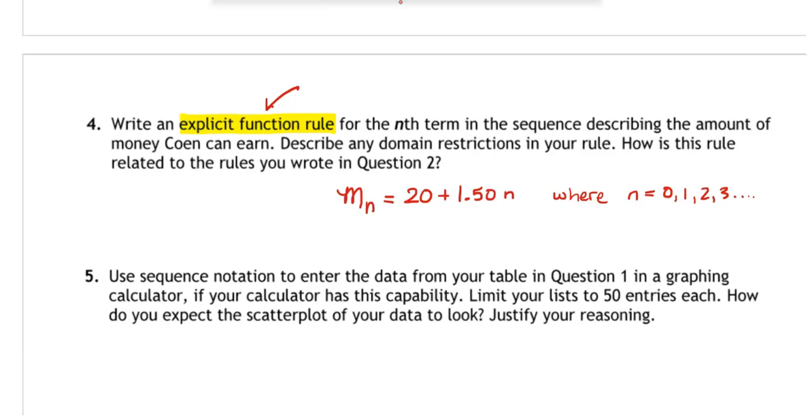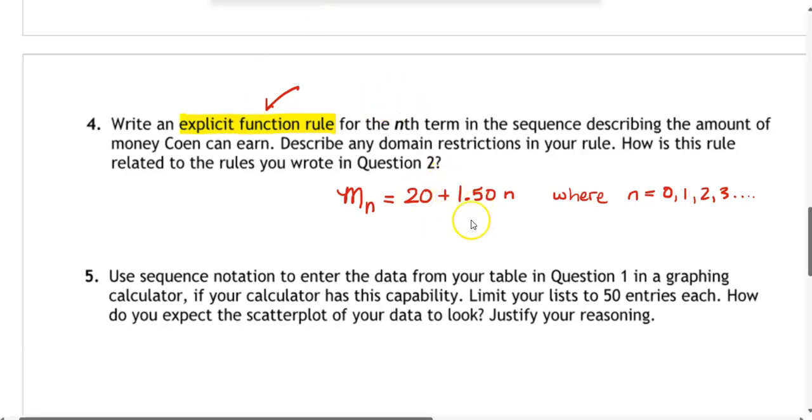And that's that describe any domain restrictions in your rule right there. That domain restriction is discussing that right here. Because again, we can't have a negative subscription, but we can have 0 subscriptions sold, and that would get us $20, right? Because 20 plus $1.50 times 0, that $1.50 times 0 would still be 0 right here. And so it would be 20 at the end. So that's exactly what you have here.